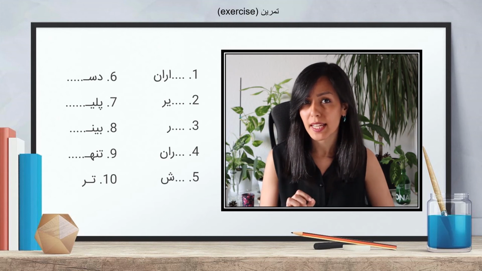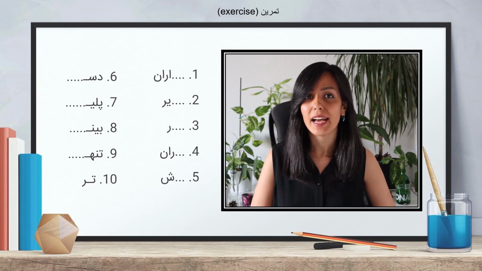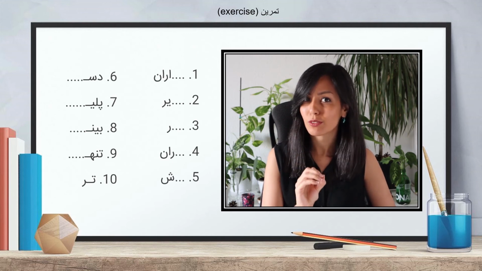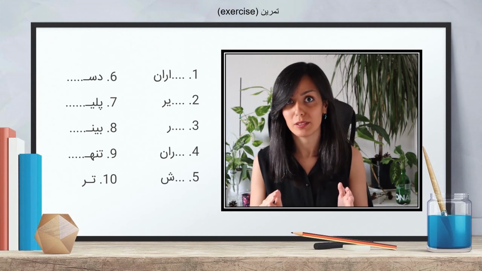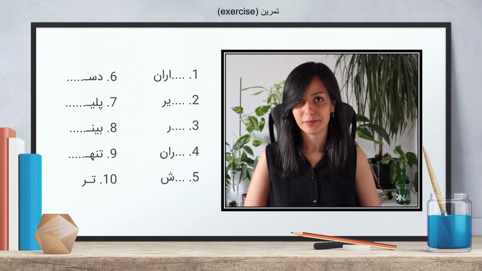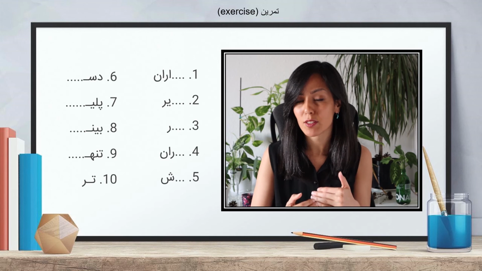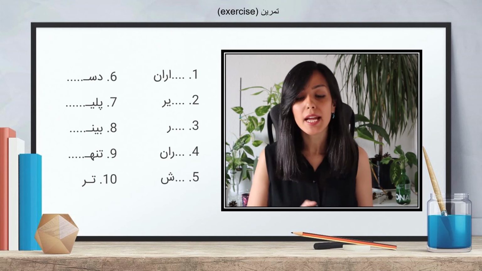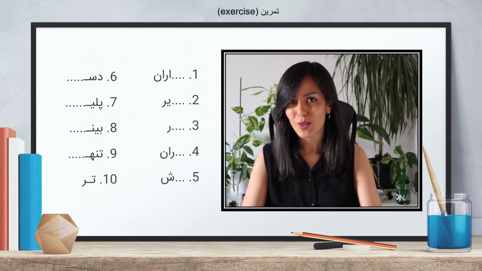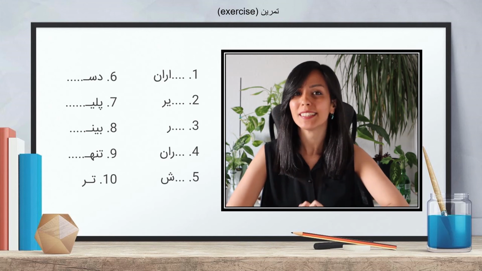And number 10 is the short vowel A. Okay? Tar. Then, of course, you should not write it at the end, but in the middle. Tar. Okay. Try to write this exercise yourself on a piece of paper, and afterwards watch the rest of the video in which you will see the answers.